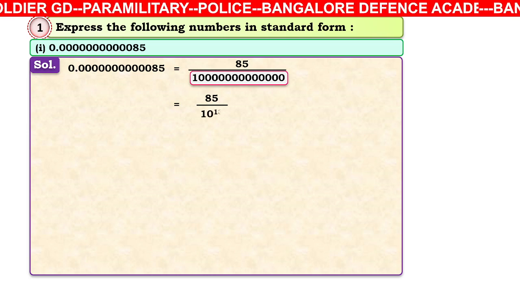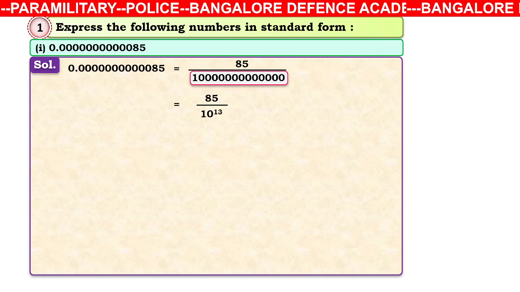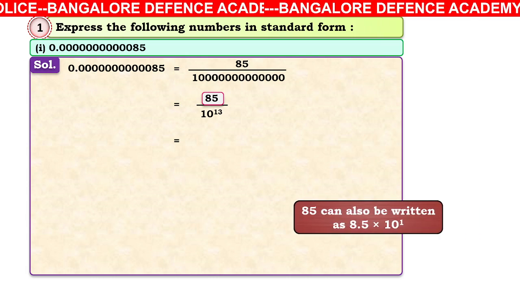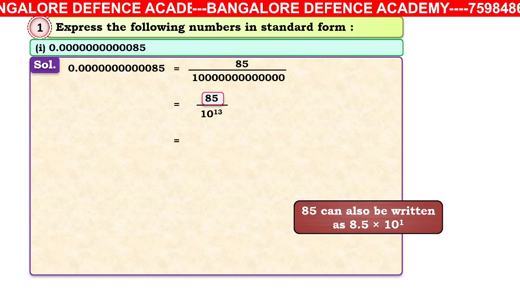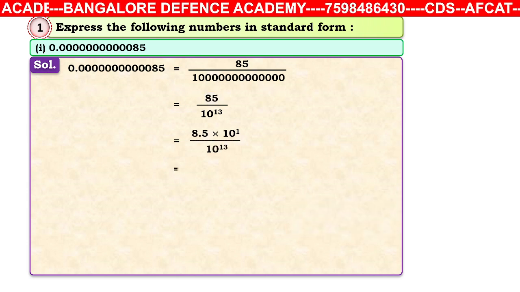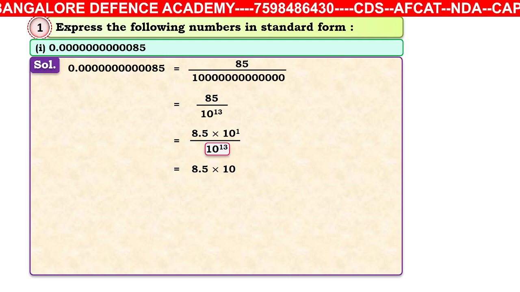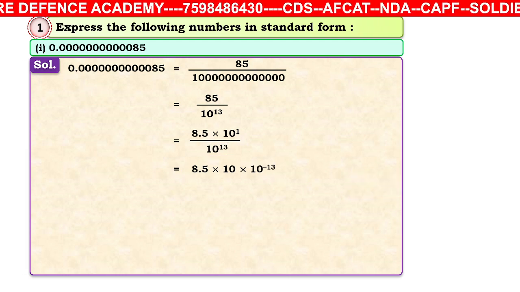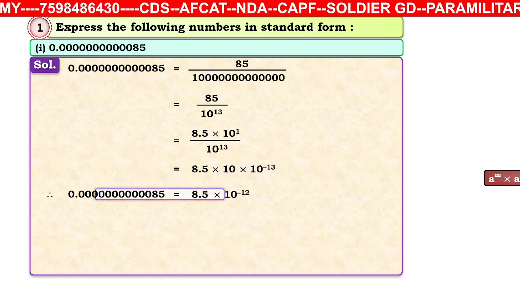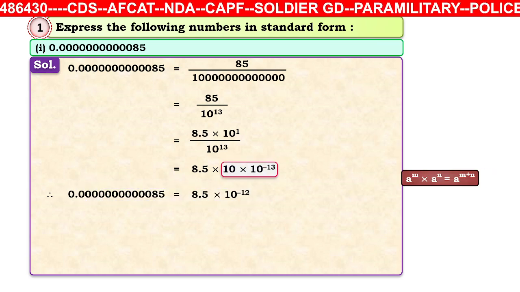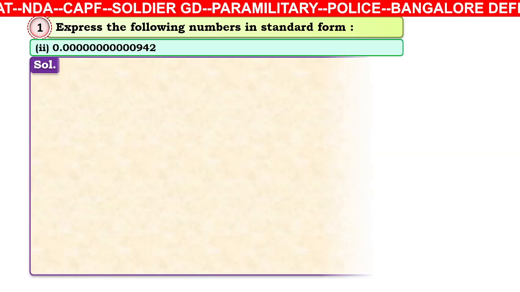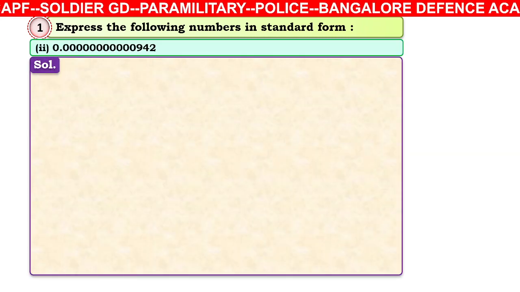Okay, I can write like this. In the denominator, I'll be writing 13 zeros, and I can also write 85 divided by 10 to the power of 13. 85 can also be written as 8.5 into 10 to the power of 1, and this can be written as 10 to the power of 13. Now using the quotient rule, I can also take it to the numerator, and then I can solve 8.5 into 10 to the power of minus 12. So this can also be written as 8.5 into 10 to the power of minus 12. Okay, fine.